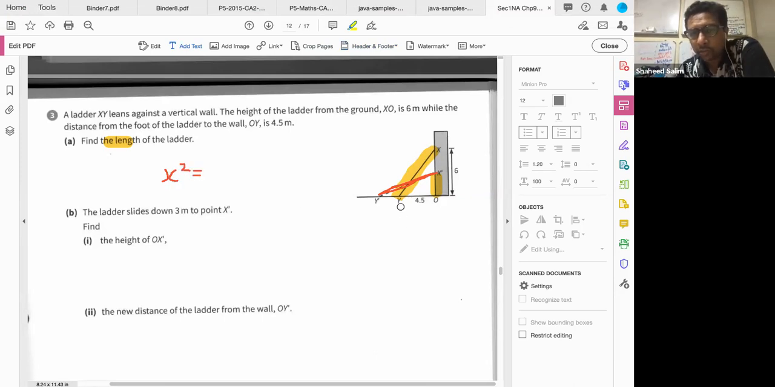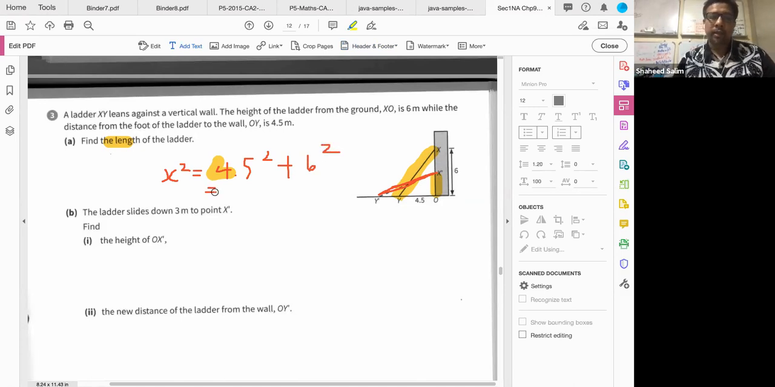is equal to this side squared, 4.5 squared, plus this one is 6, no? Yeah, 6 squared. So let me calculate: 4.5 squared plus 6 squared, you will get 56.25.